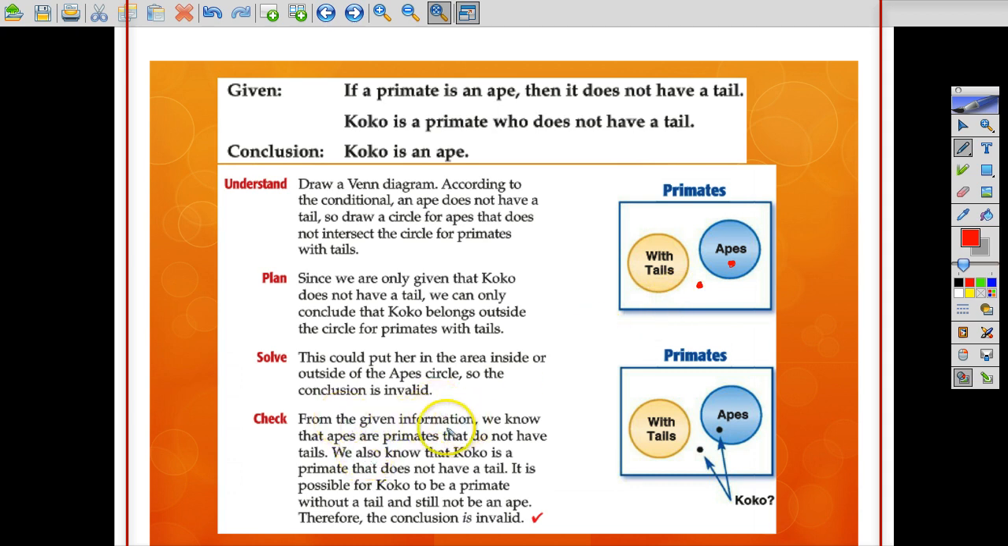So from the information given, we know that apes are primates that do not have tails. We also know that Coco is a primate that does not have a tail. It is possible for Coco to be a primate without a tail and still not be an ape. Therefore, the conclusion is invalid. So this is invalid.